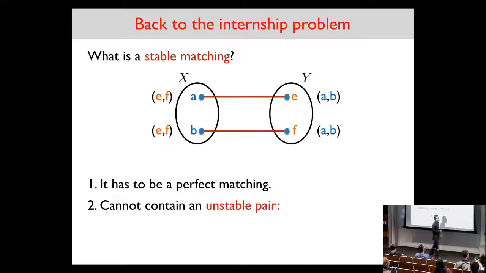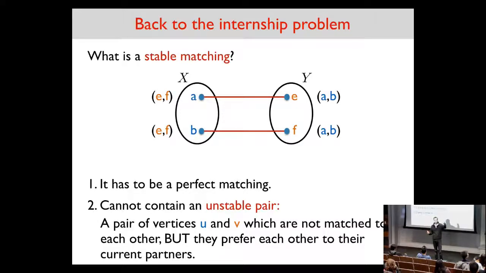And the second condition is that it cannot contain an unstable pair. We talked about unstable pairs. So what's an unstable pair? A pair of vertices U and V are unstable if they prefer each other over their current partners. That's basically what I said here: a pair of vertices U and V which are not matched to each other, but they prefer each other over their current partners.